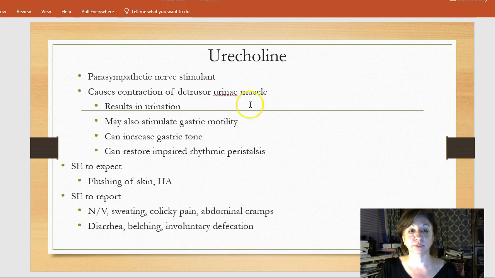So let's look at this one again. Here it is, causing contractions of the detrusor muscle, urination, stimulates gastric motility. So it does have some other effects as well. And side effects, flushing of the skin, headaches, and then of course there's some that should be reported.